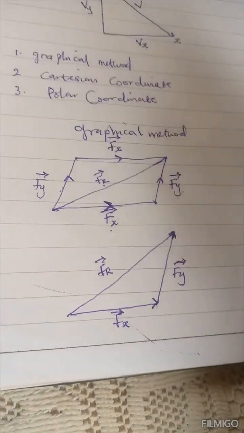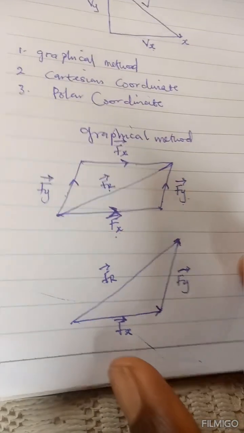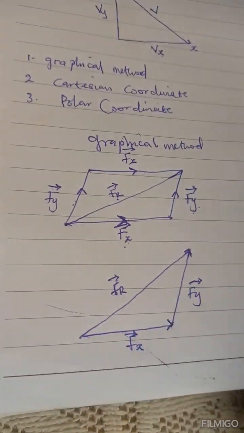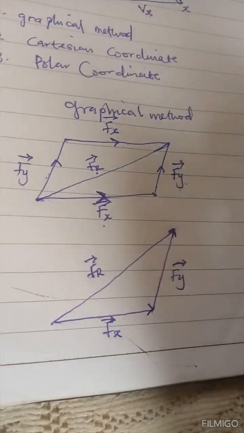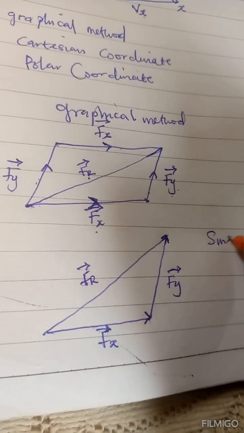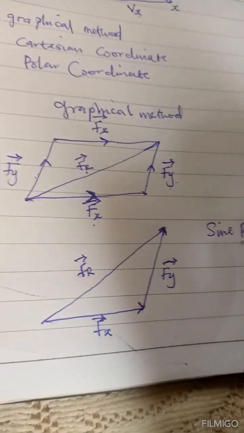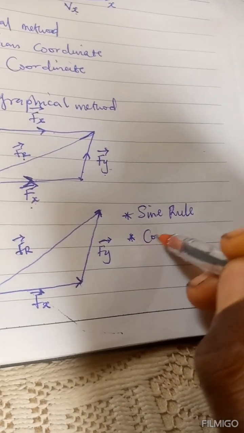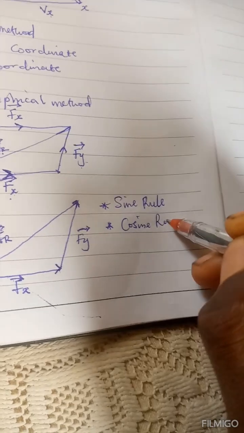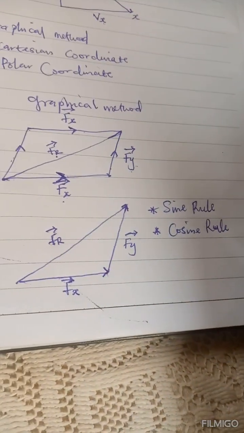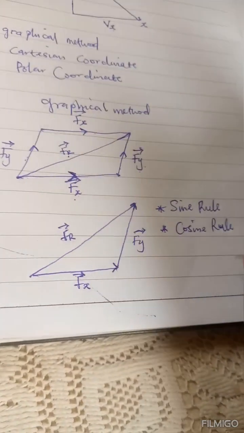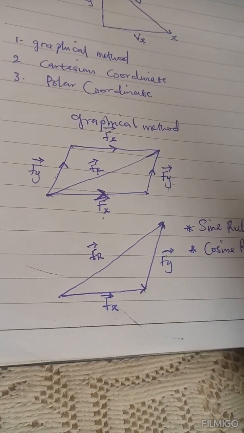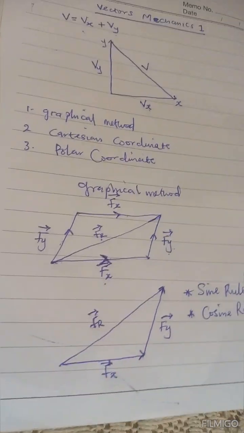Okay, so these vectors can actually be resolved using two rules. And what are these rules? They are called the sine rule and the cosine rule. Probably I'll make another video talking about the sine rule and the cosine rule.